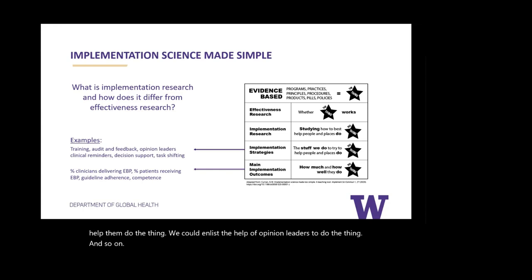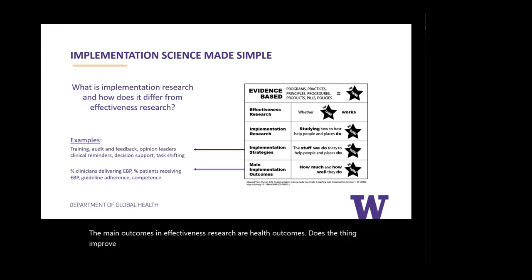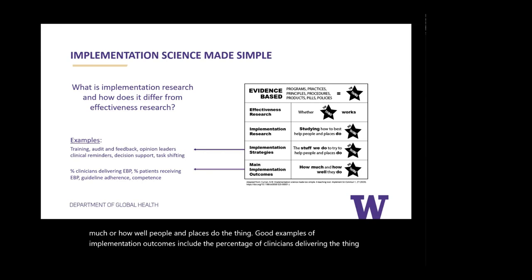The main outcomes in effectiveness research are health outcomes. Does the thing improve health? The main outcomes in implementation research focus on how much or how well people and places do the thing. Good examples of implementation outcomes include the percentage of clinicians delivering the thing, or the percentage of eligible patients receiving the thing, or the extent to which clinicians are following the guidelines for doing the thing, or even the skill with which clinicians are delivering the thing.